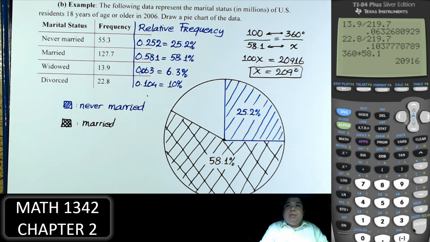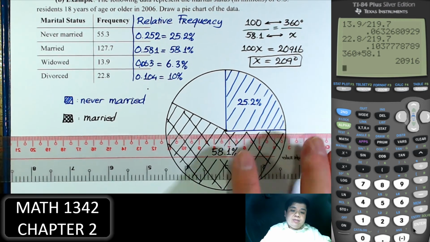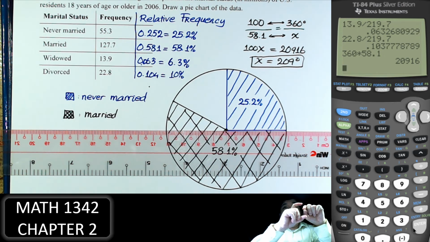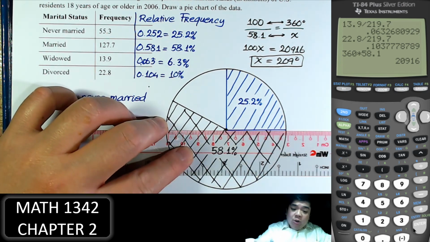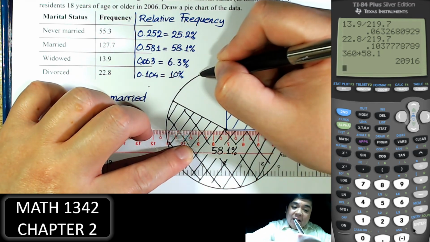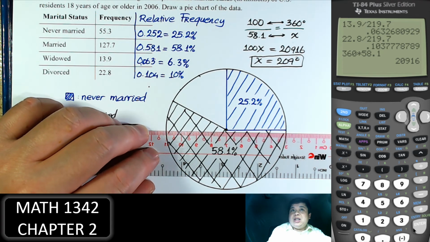Right, next 6.3%. Now think about this. A quarter is 25%. 6.3% is about a quarter of it, right? 25 divided by 4 is 6.25. So 6.3 is about 25% of a 25%, right? So ideally we will cut this in half, and then cut in half again. So that much is about 6.25% or 6.3%.